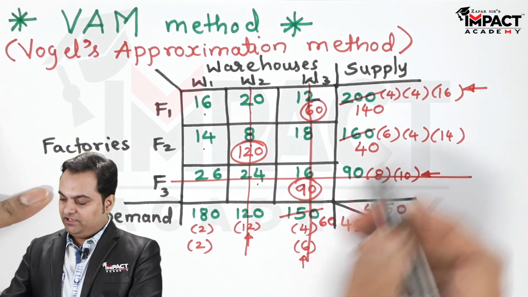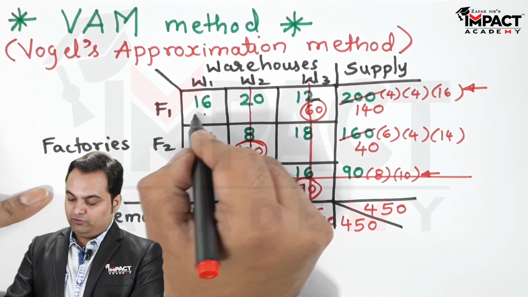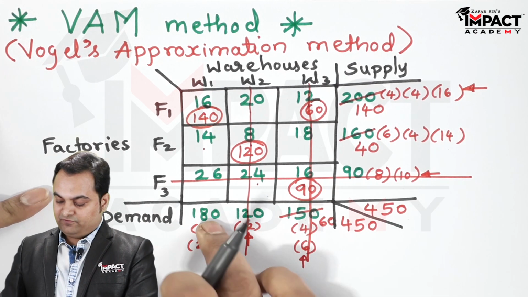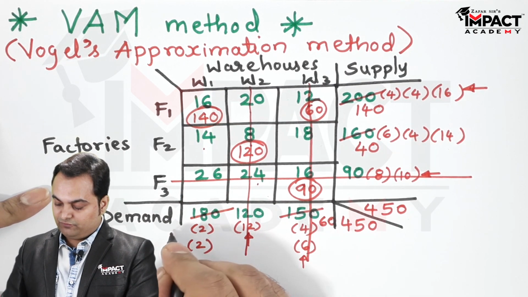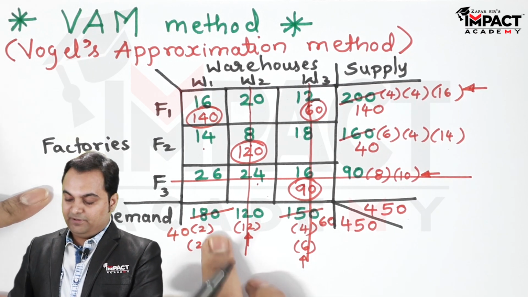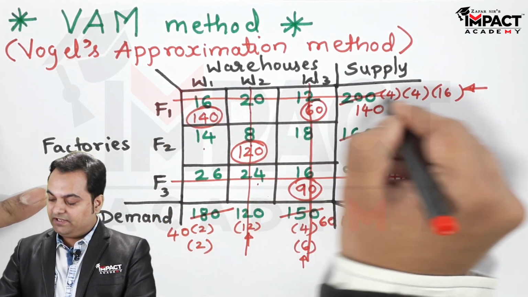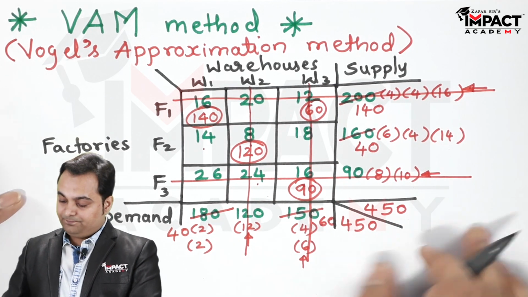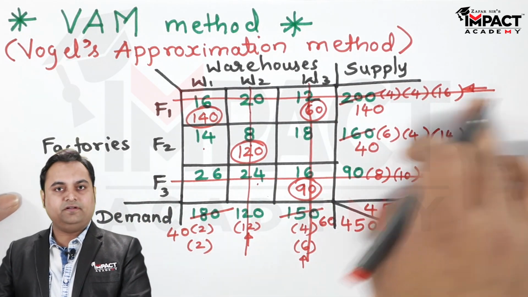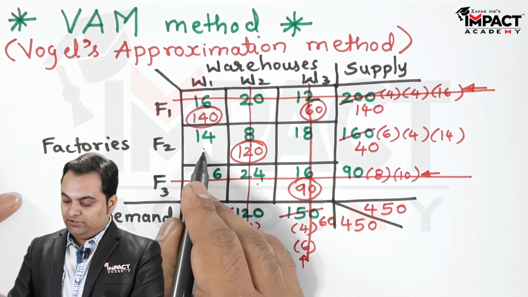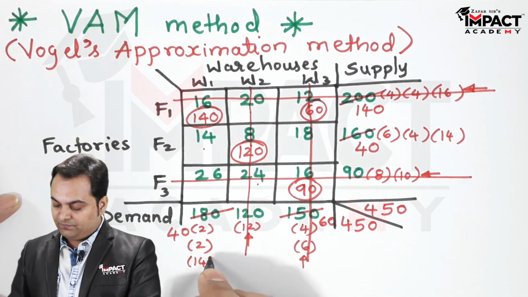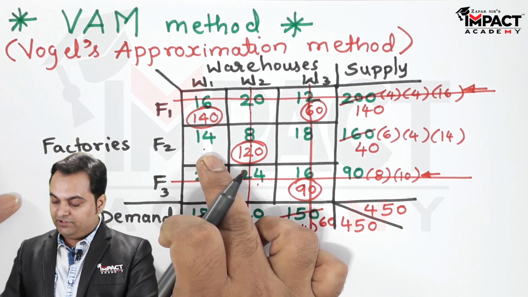Demand is of 180, supply is of 140, so 140 would come over here. From 180 subtract 140, so 40 remains. The demand is not completely met but supply is completed. Cancel this entire row. Then since a row is cancelled, write the difference below the column. Here only 14 remains, so this single cell is remaining over here.